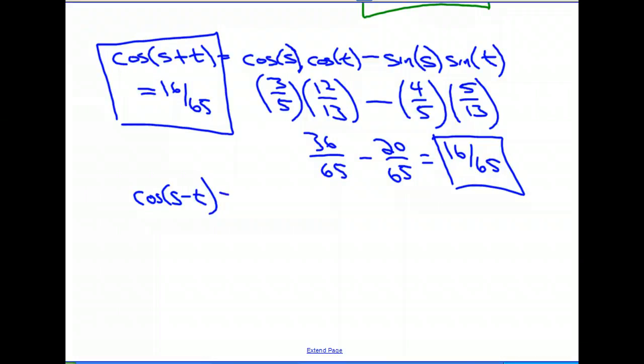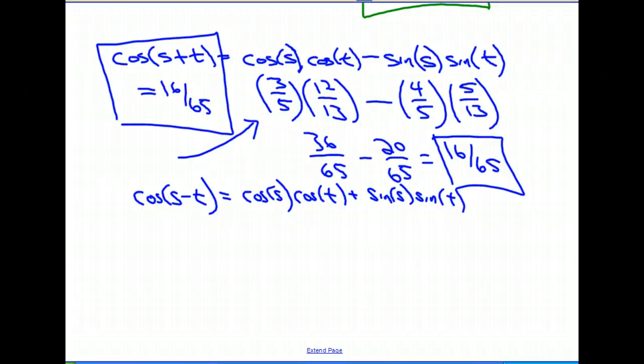Let's look and see. What was the identity? It goes cosine, cosine, plus sine, sine. We already know all those values. It's the same as we had written right up here. Everything's the same, except now we have a little plus sign in here. So I'm going to get 36 over 65. That's the same, except now it's plus 20 over 65. And I add that up and I get 56 over 65.